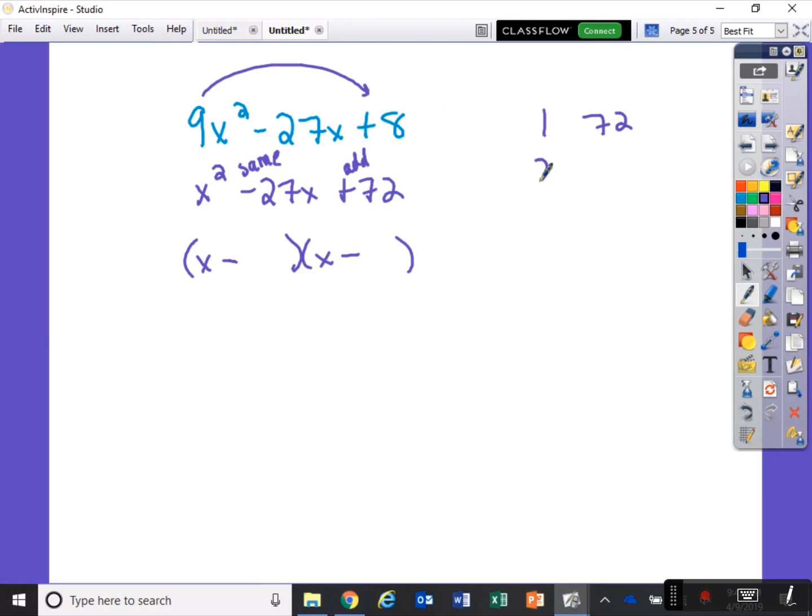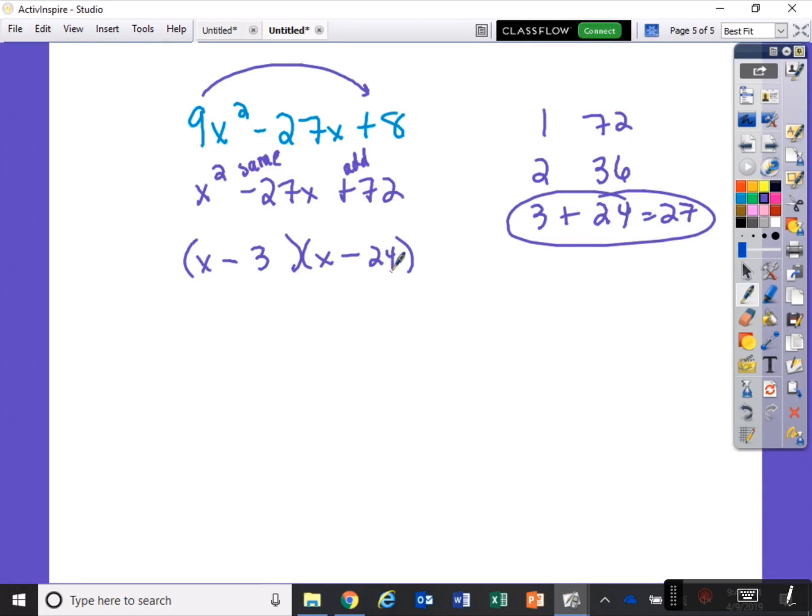All right, so obviously it's not 2 and 30. 6 and 30? That's 38, so no. Will 3 go? Yes. 3 and 24, and 3 plus 24 is 27, so that must be it. We don't need to keep going, do we? Does it matter which one goes where? No. So 3 here, 24 here.